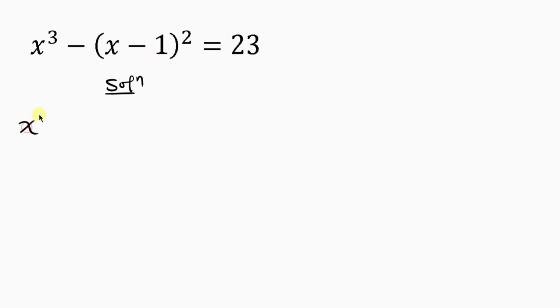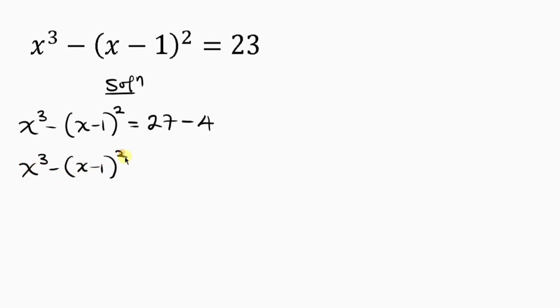So we have x cubed minus (x minus 1) raised to the power of 2 is equal to, now 23 can be written as 27, which is a perfect cube, minus 4, which is a perfect square. So 27 minus 4 is the same thing as 23. So let's go ahead and simplify. So we have x cubed minus (x minus 1) squared is equal to, now 3 to the power 3 is 27 minus 2 to the power 2 is 4.